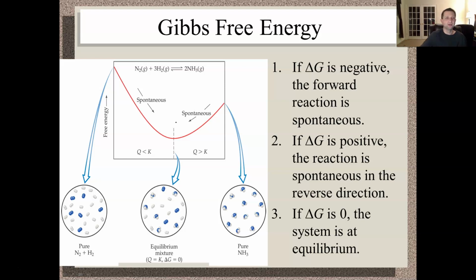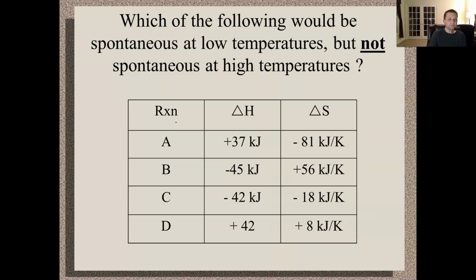I mean, we mostly are, but it comes back here and there, and this is an example of that. So let's go through this question here. Which of the following would be spontaneous at low temperatures but not at high temperatures? Let's go through the list here of delta H and delta S's and see what we get.